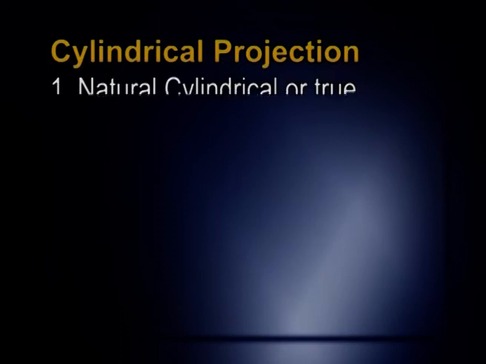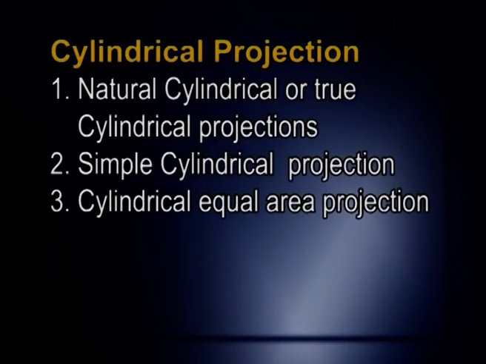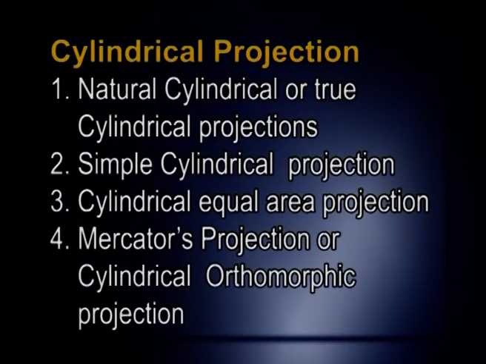Cylindrical projection. Following are the main cylindrical projections. Number 1, natural cylindrical or true cylindrical projection. Number 2, simple cylindrical projection. Number 3, cylindrical equal area projection. Number 4, Mercator's projection or cylindrical orthomorphic projection.